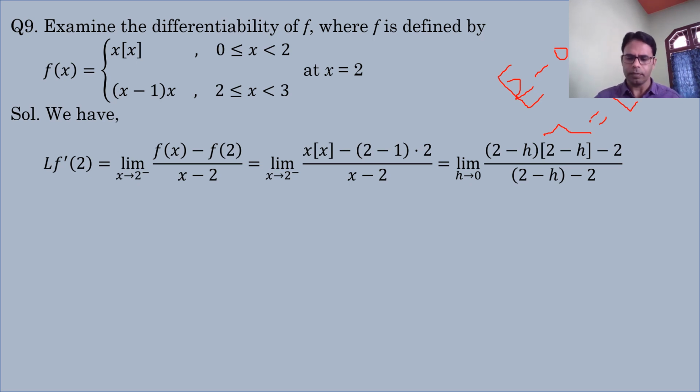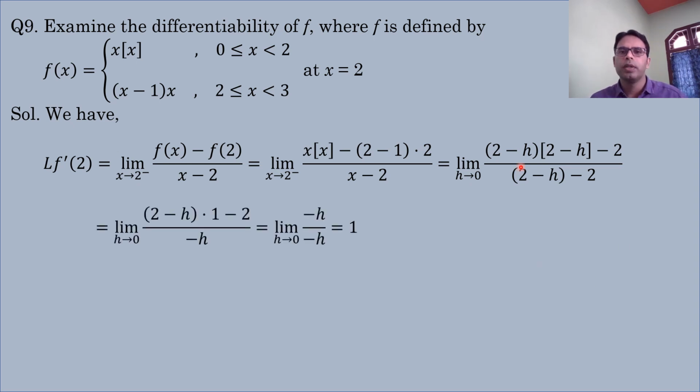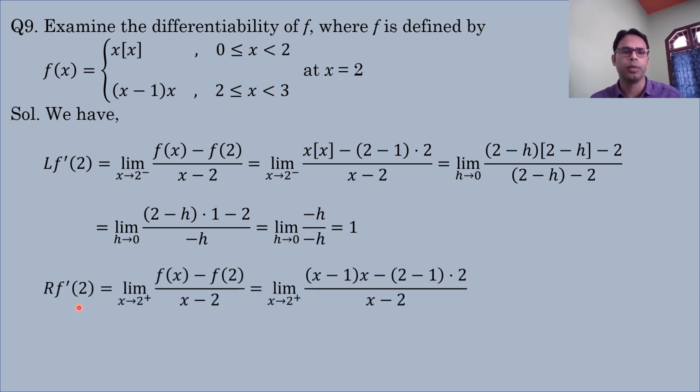You know that one. So I am erasing here, just wait, I am really sorry. Okay, so you see, this 2 minus h remains the same, but the greatest integer of 2 minus h will be equal to 1, and this 2 remains the same. The denominator is minus h because 2 and negative 2 cancel, the minus h cancels, so the left hand derivative at 2 is equal to 1. Then find the right hand derivative at 2 plus: f(x) minus f(2) divided by x minus 2.